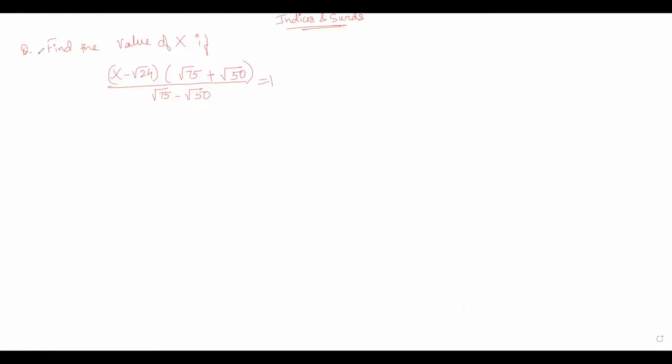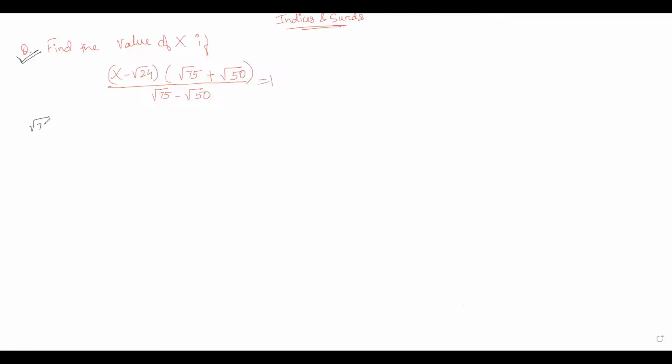Now, let us see this question. Find the value of x if x minus root 24 times root 75 plus root 50 upon root 75 minus root 50 equals 1. So we can see here there are surds involved and we need to find the value of x. So here root 75, root 50, these are all pure surds. So first let us convert these pure surds into mixed surds.